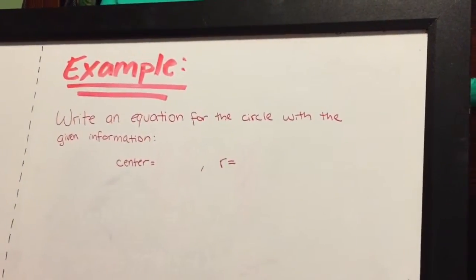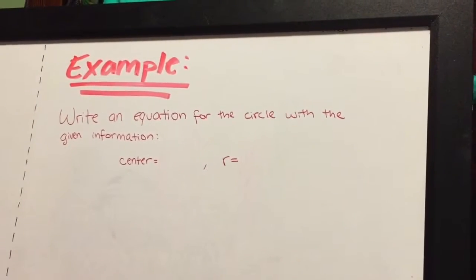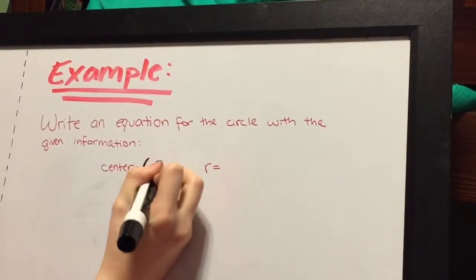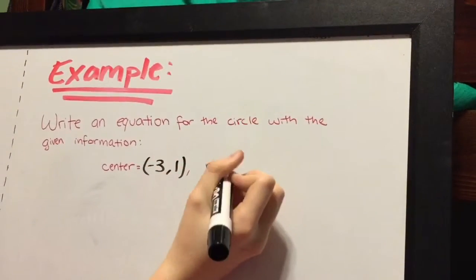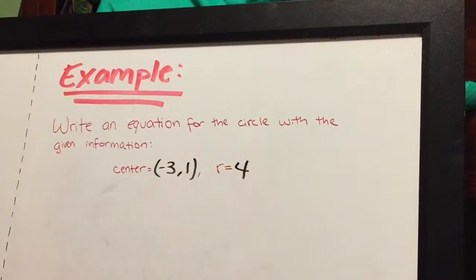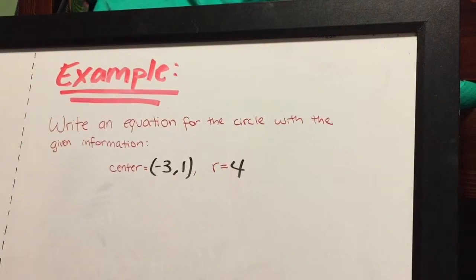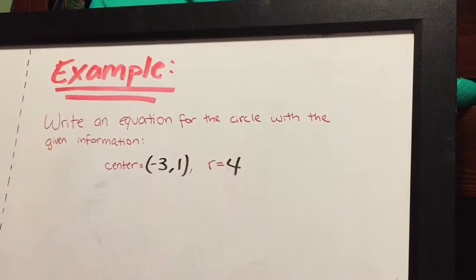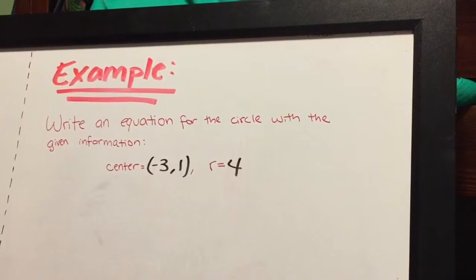Let's look at one more example. Say that we want to write an equation for the given circle. We'll put the center as -3, 1, and the radius is 4. Since we already know what our radius is, there is no need to count up or even use the distance formula, making this problem much easier to solve.